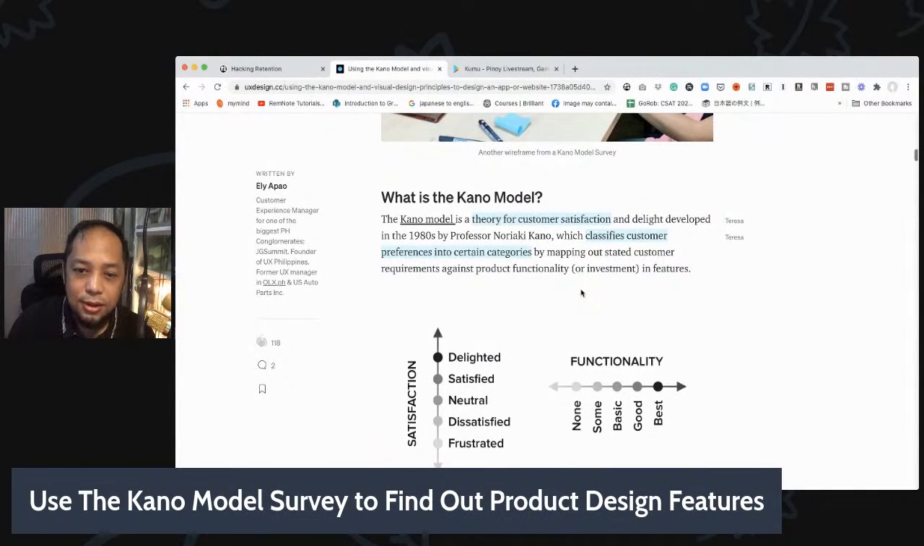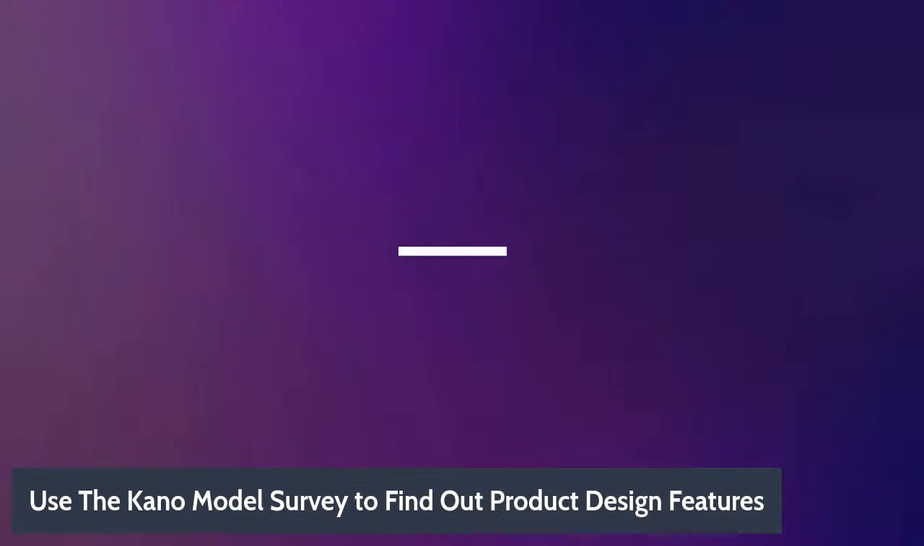named after Professor Noriaki Kano. It's a theory of delight, developed in the 1980s, which classifies customer preferences into certain categories and maps out stated requirements versus functionality or investment in features. Today, we will talk about this and then see how you can run a survey that can help you identify which features you want to focus on and use that data to present to stakeholders. Let's talk about that today.